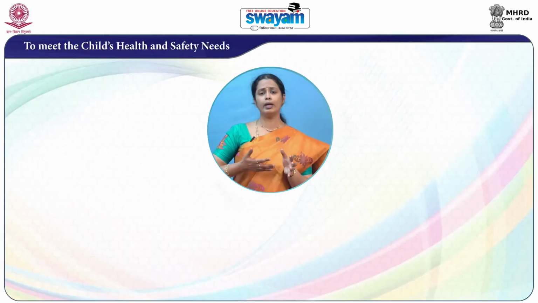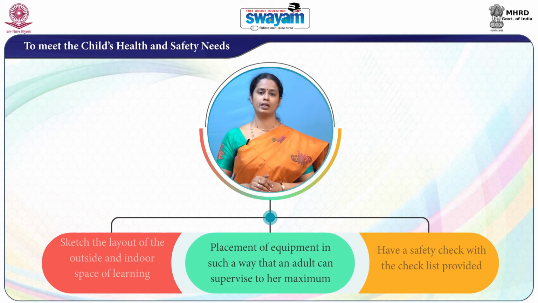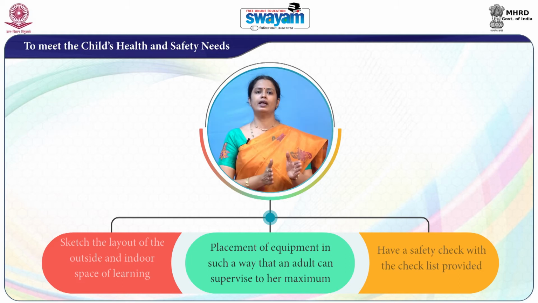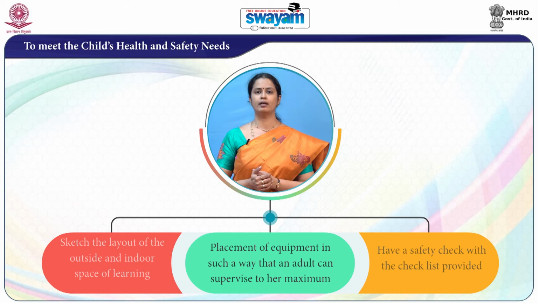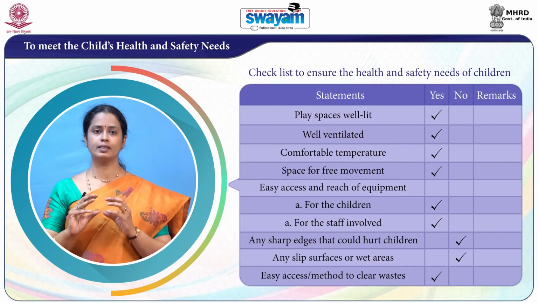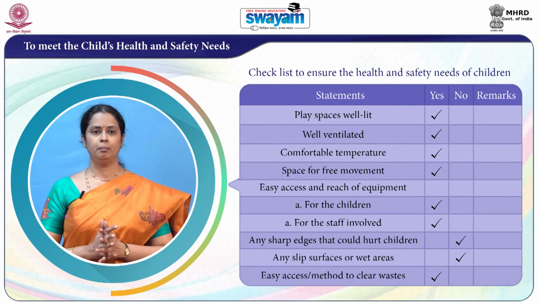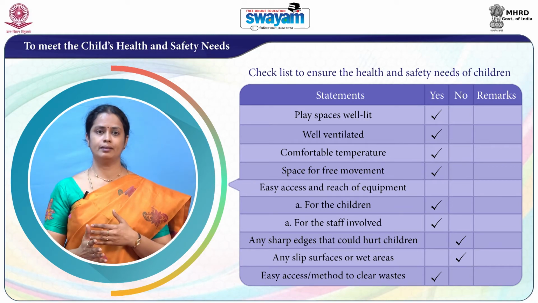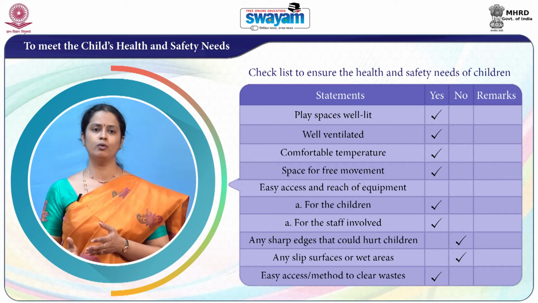Now let us see how to improve on this objective. Sketch the layout of the outside and the indoor space of learning. Place equipment in such a way that an adult can supervise to her maximum. Have a safety check with the checklist that is being provided to you. Now, checklist to check whether certain statements are appropriately kept. Play spaces well lit, well ventilated, comfortable temperature, space for free movement, etc.